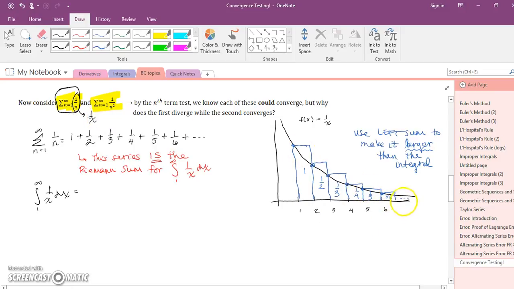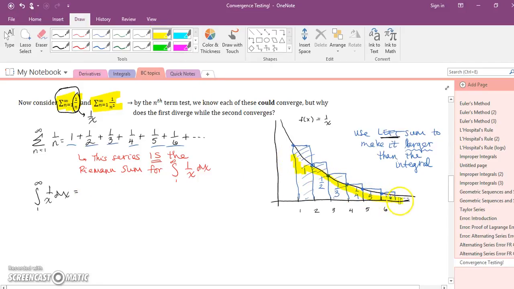I stopped at 6 because I didn't feel like drawing any more rectangles. We want to use a left sum here to make it larger than the actual integral value, which would be the area under the curve. And notice this series, which is 1 plus a half plus a third, etc., is actually this Riemann sum here. If you add up all the Riemann sum numbers, add up their areas, the areas of the Riemann sum are the terms in the series, so they're the same thing. So let's go ahead and do the improper integral and see what the actual integral does.